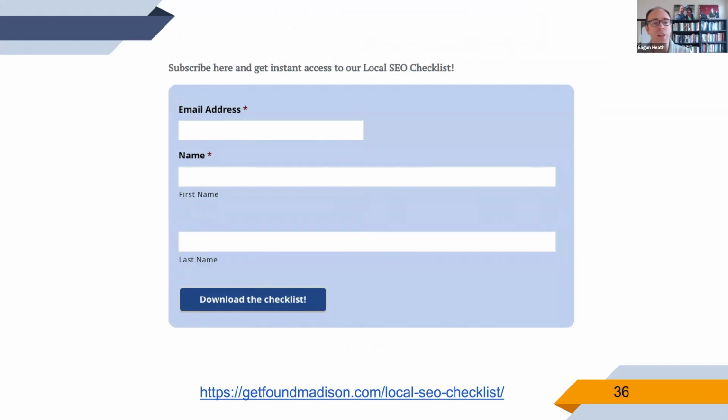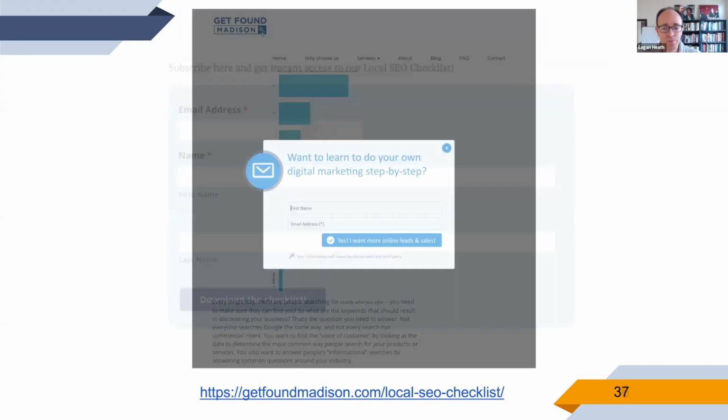This was doing okay for us. And one of the things we changed on our site that really made a big difference is we switched to a pop-up. And part of the reason you see a lot of pop-ups on the web is, well, they work. What you can see is we waited 30 or 60 seconds for people to scroll down and start reading the post, and then would say, want to learn to do your own digital marketing step-by-step, first name, email address, and then notice the button, we didn't say sign up for our newsletter or something like that. We made it in their interest.